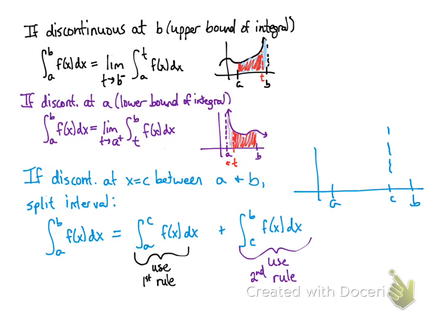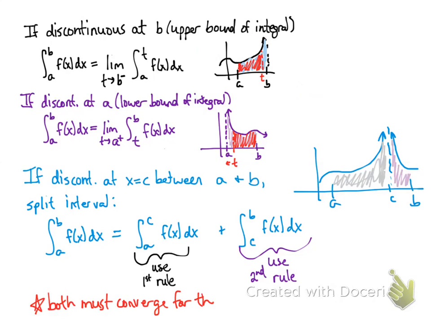And the picture looks like this. I've got a, b, and then somewhere in between them is c. And c is the location where weird stuff happens with my function, maybe a vertical asymptote, like so. So what we're doing is taking the area from a to c plus the area from c to b. And each one of those, remember, we have to do in this limit way because they're improper integrals. So we add up the two. Both of those improper integrals from a to c and from c to b must converge in order for the entire integral from a to b to converge.